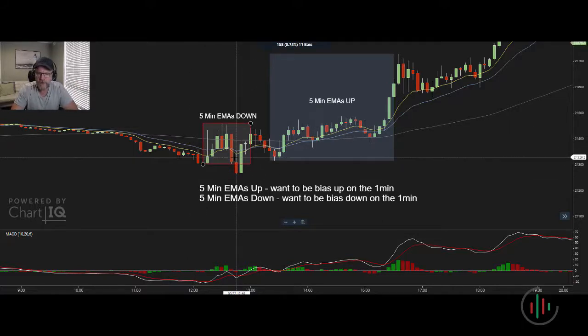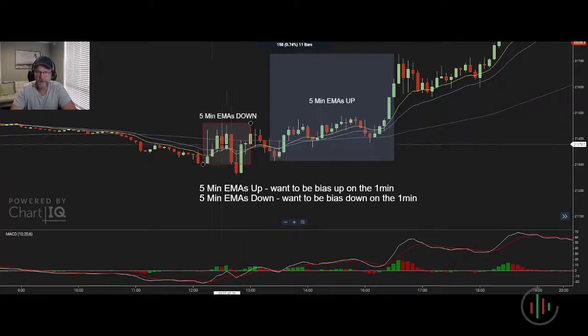Now, if you're looking at the 5-minute as an extra layer of bias, what that can do is, and I've found lately a lot, that when the 5-minute EMAs are down, the market's going up, and then the 1-minute's up, and then you get the 1-minute turning over and the 5-minute rocking up. So to me, that's kind of a definition of a range-bound market. It's an uncertain market. It's not a trending market.